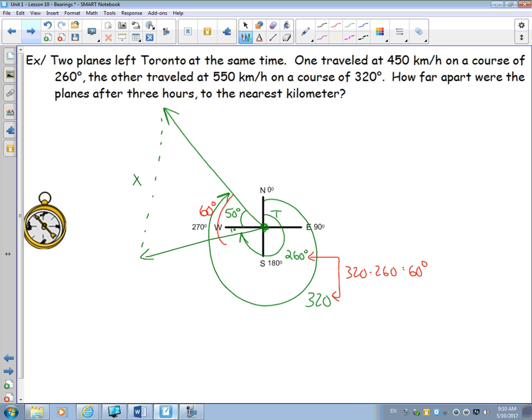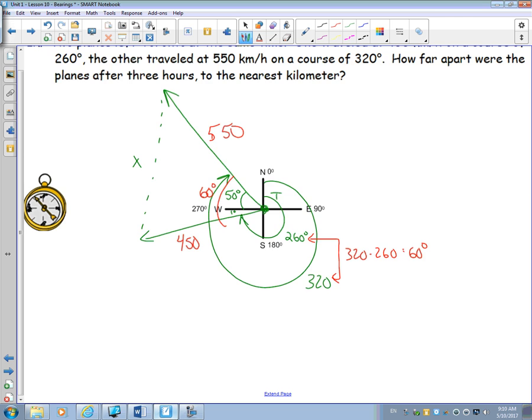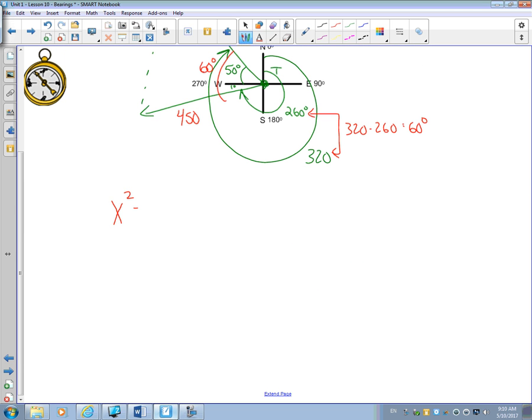So there's two ways we could get that angle. We know one plane went 450 kilometers an hour. The other one went 550 kilometers an hour. This looks like the last question now, does it not? So let's solve this. What do we got? We got x squared equals 450 squared plus 550 squared minus 2 times 450 times 550 times the cos of the angle between them. All into our calculator, square root it.